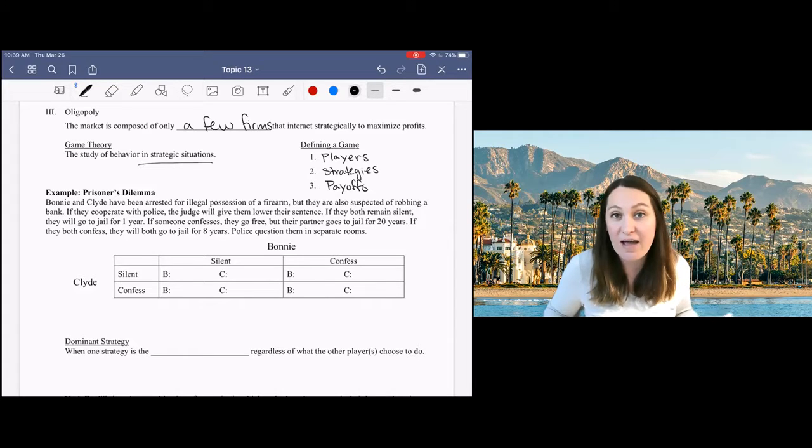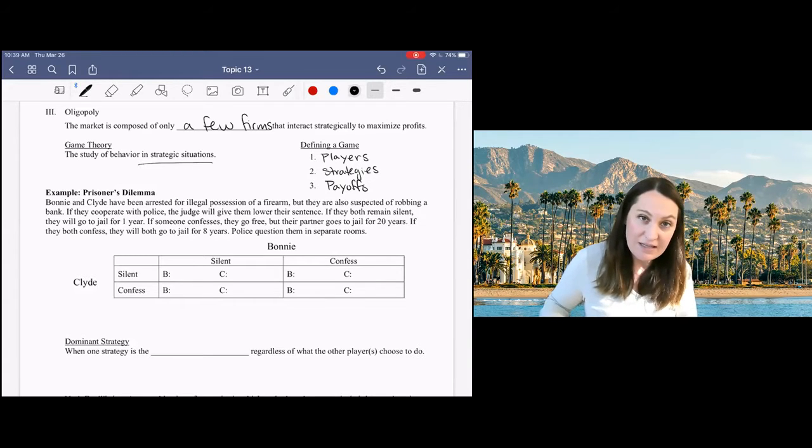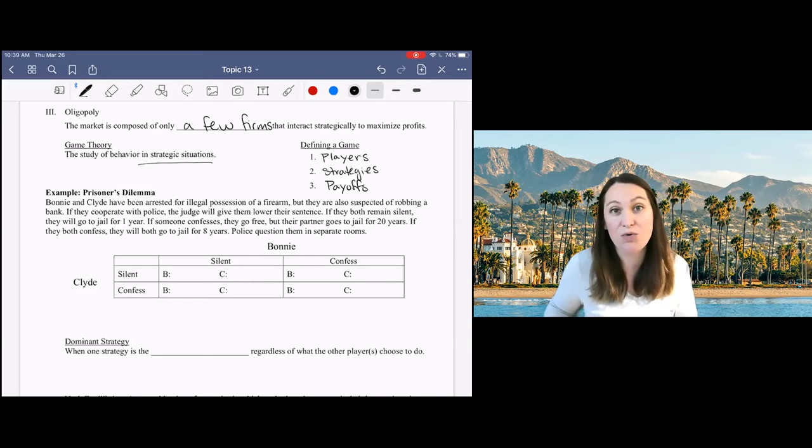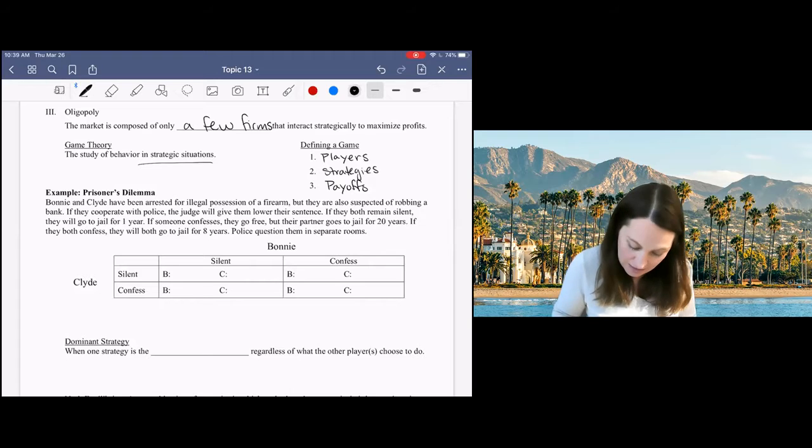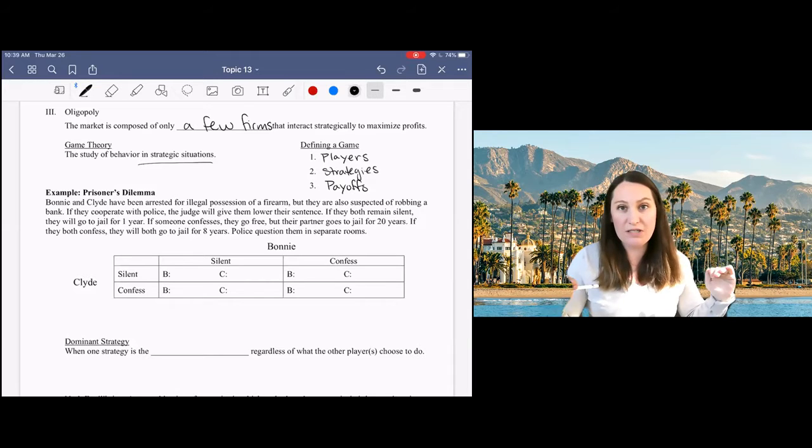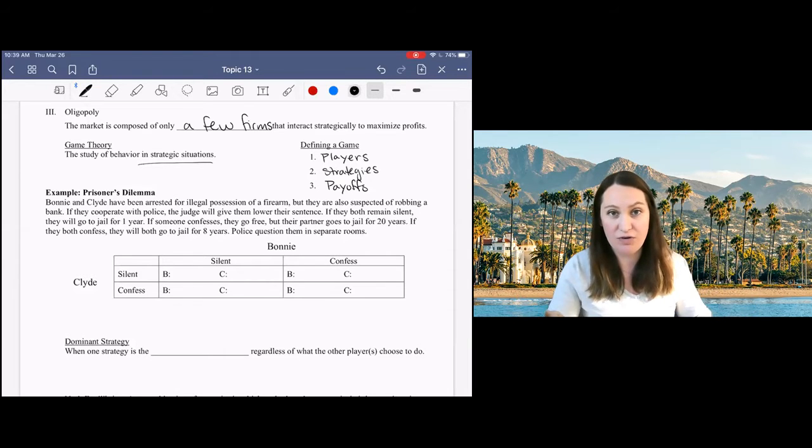They don't have enough evidence to prosecute them for the larger crime. And so they've arrested them on a smaller charge, and they're now questioning them to try to get them to admit to the larger crime. In this problem, I have your outcomes laid out here. Of course, the police are going to separate them into two different rooms for questioning.